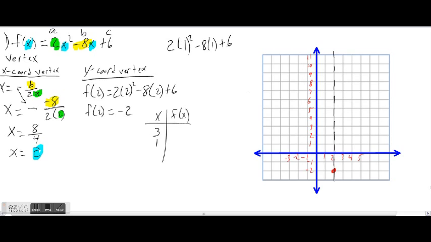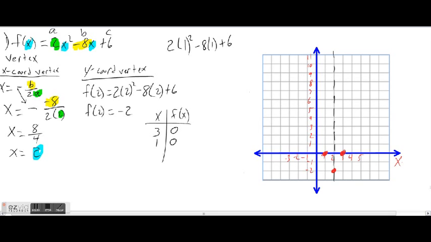Now when you plug all that in, you're going to end up with 0. And you'll get 0 for the other one. So 3, 0 and 1, 0. Do you notice they have the same height to them? They are both on the x-axis.